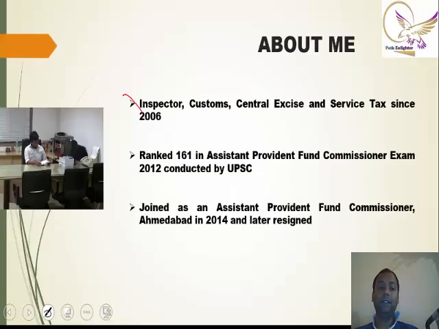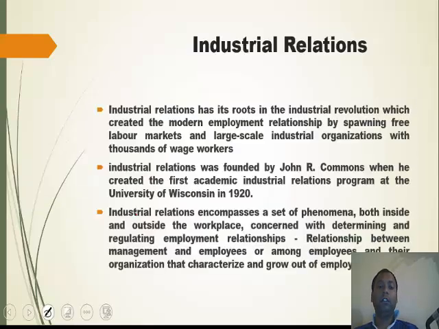I'm an inspector since 2006, ranked 161 in APFC 2012, and after joining as an APFC Ahmedabad in 2014, from which I later resigned. Now coming to industrial relations.